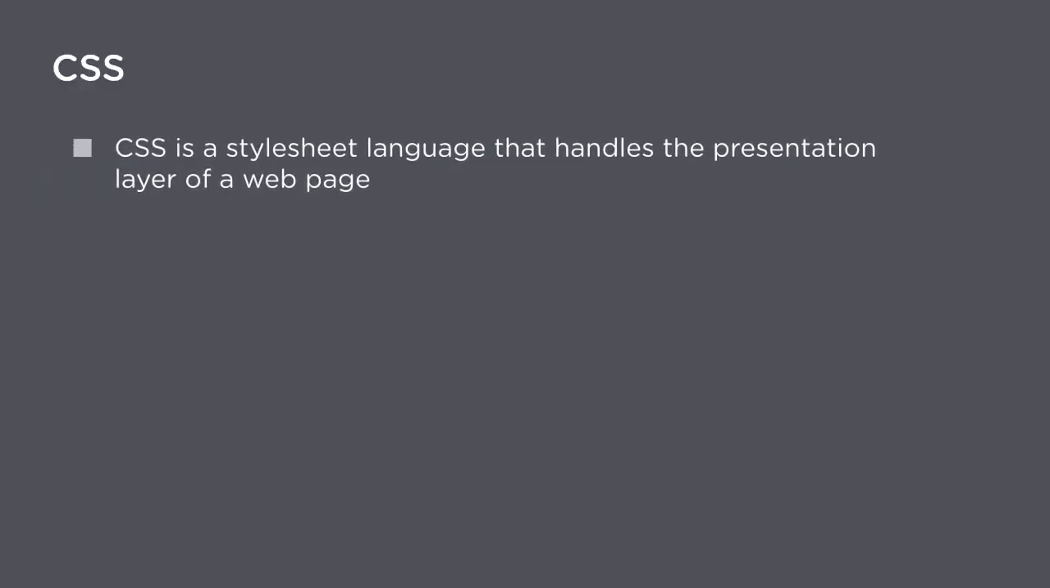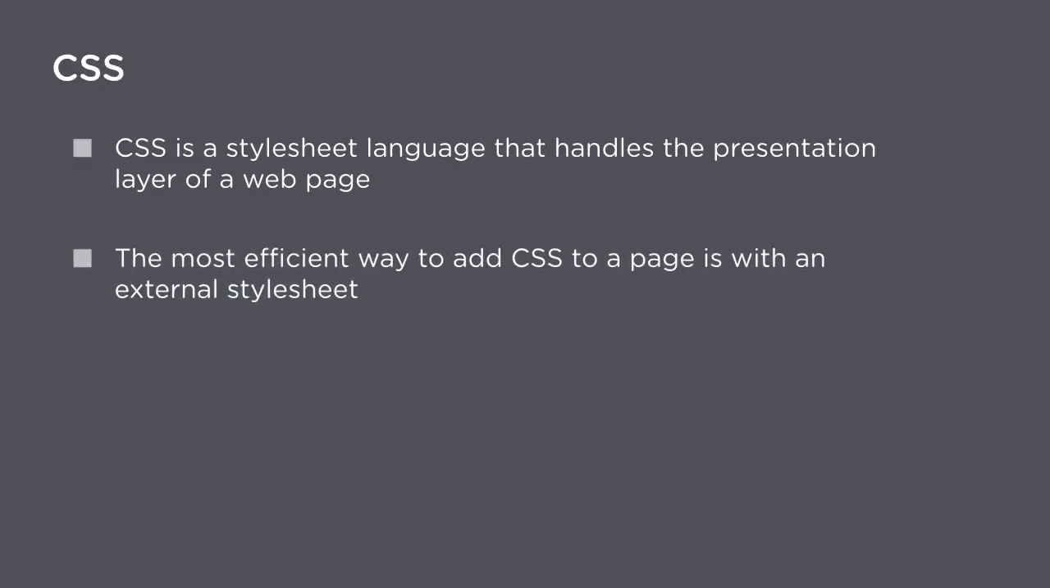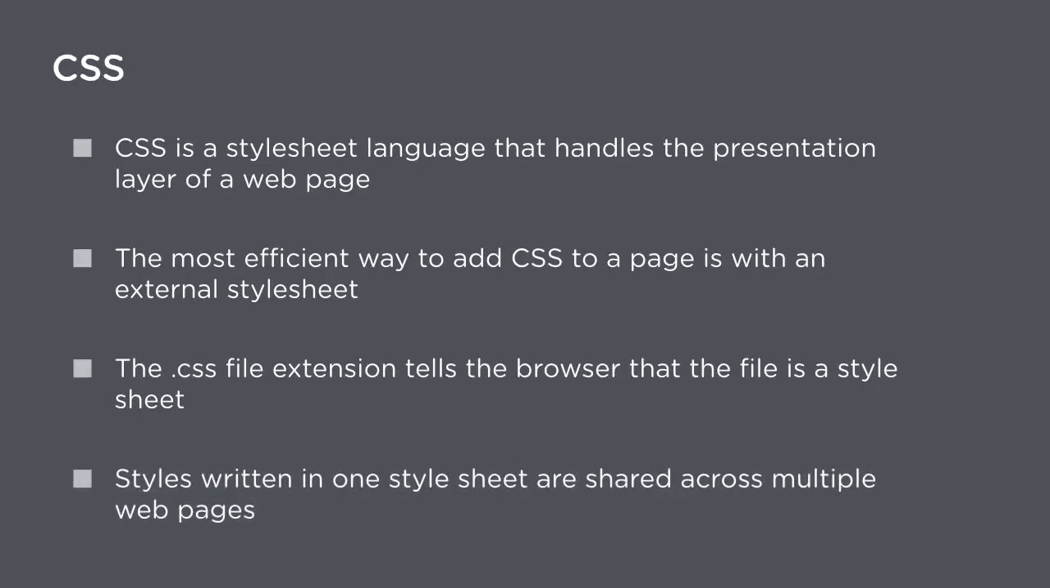So let's quickly review some of what we've learned so far about CSS. CSS is a style sheet language that handles the presentation layer of a web page. There are 3 different ways we can add CSS to a page, but the most common and most efficient method is with an external style sheet that's linked from the head of the document. And the .css file extension is what tells the browser that the file is a style sheet. The styles written in a style sheet can be shared across multiple web pages. Coming up next, we'll learn the different ways we're able to target HTML elements and apply styles to them with CSS selectors.